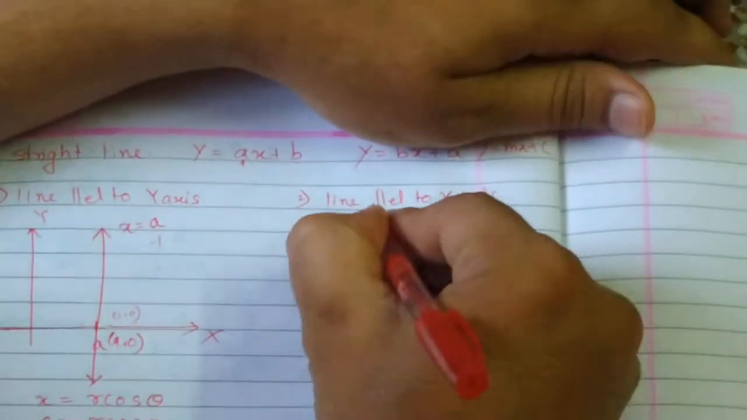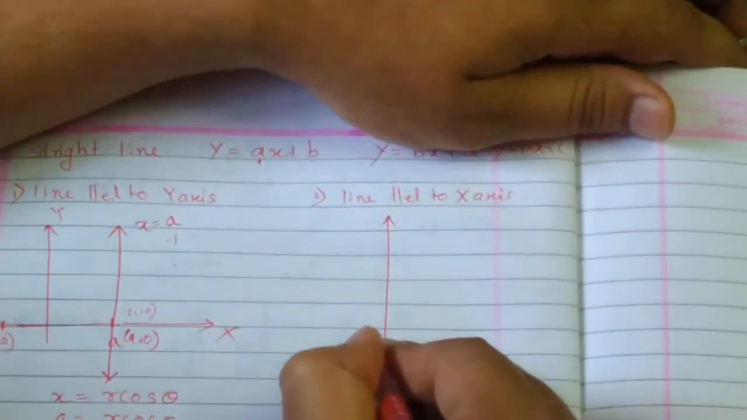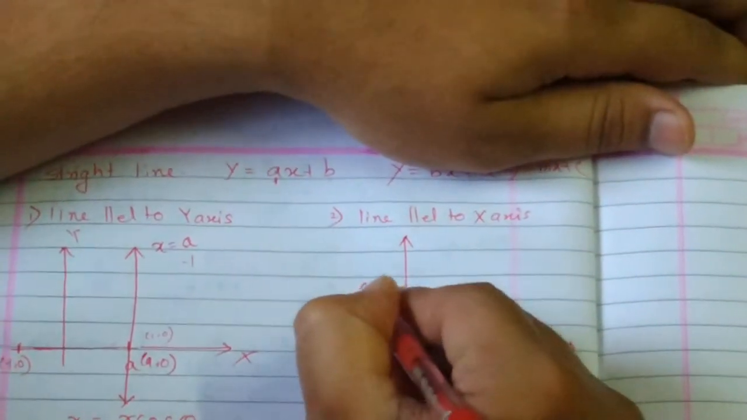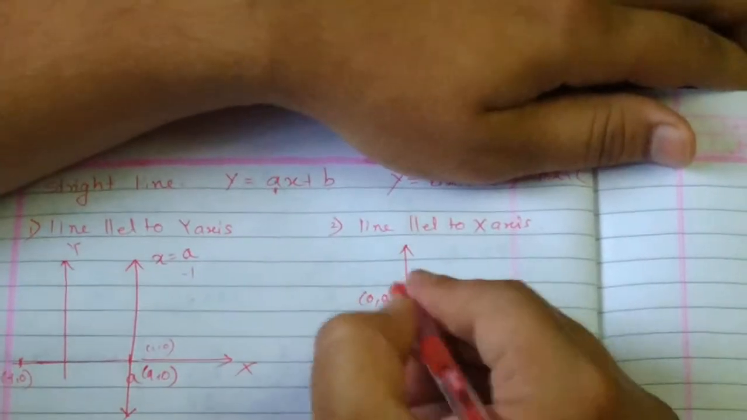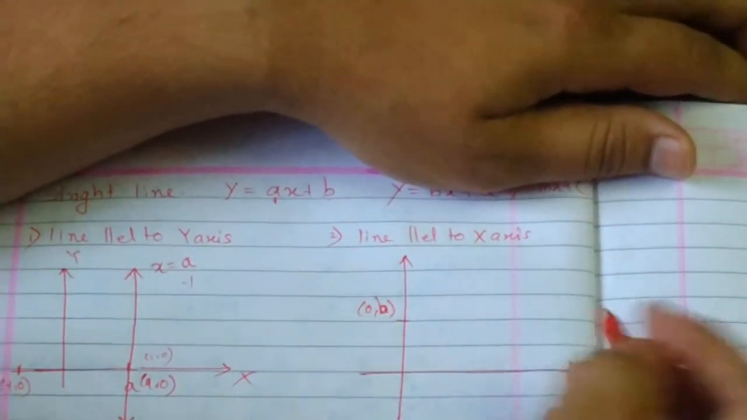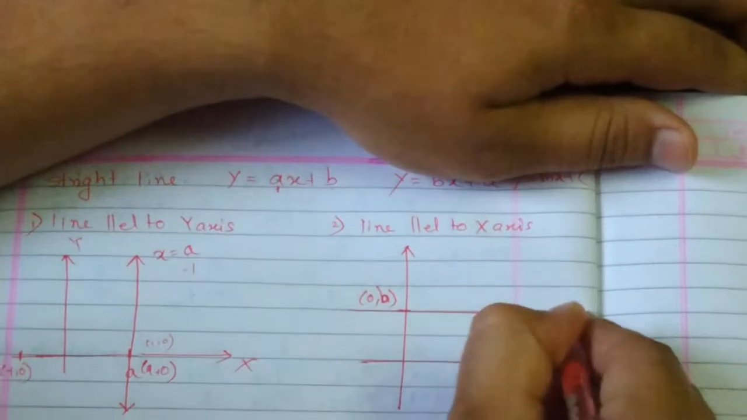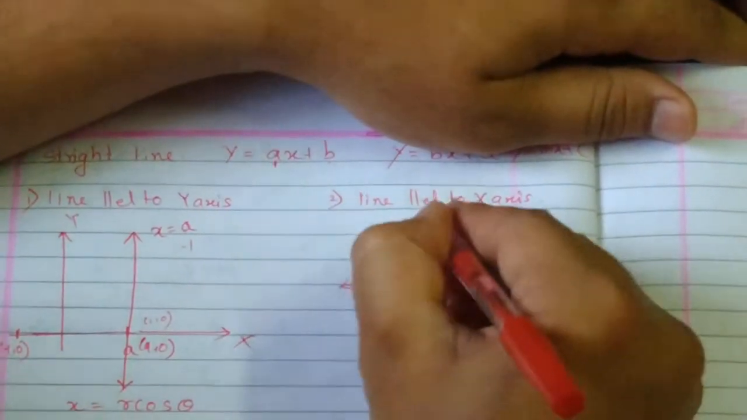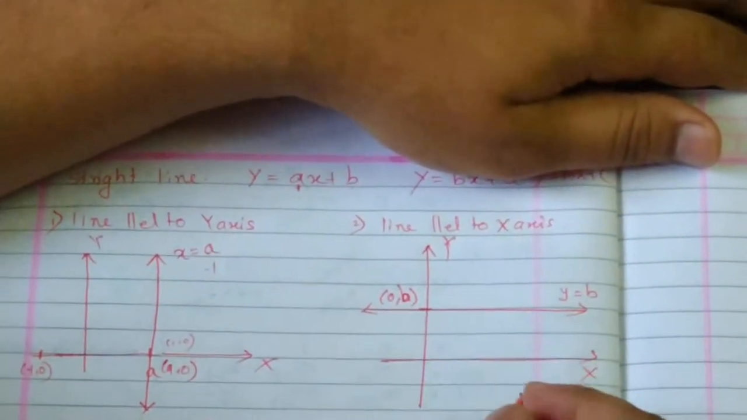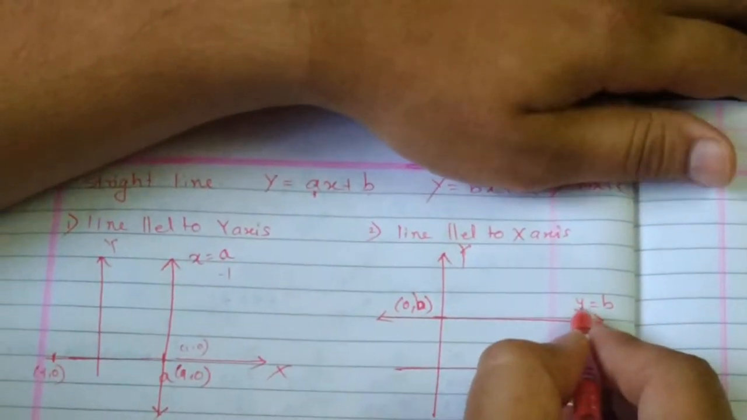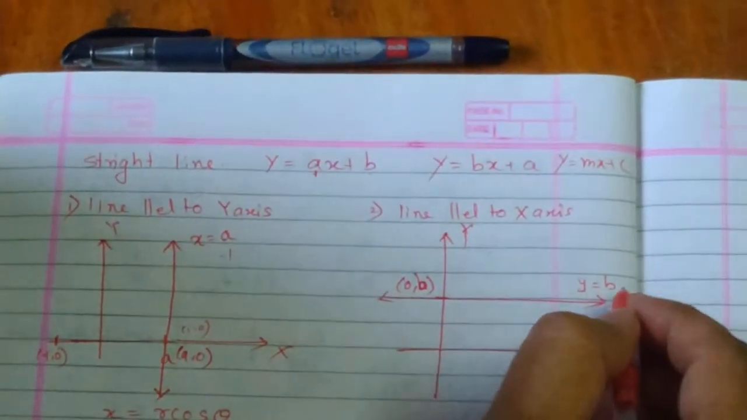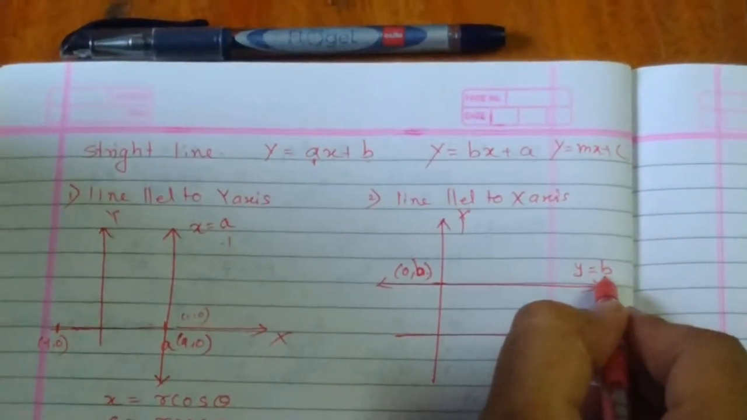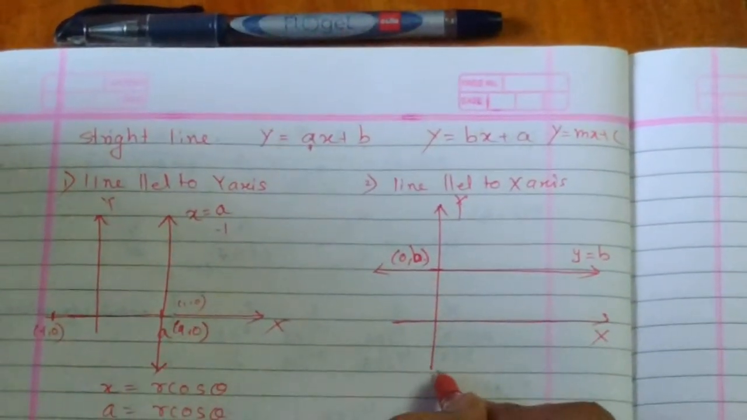Now come to the line parallel to the x-axis. It is a line which is horizontal and which passes through the point 0, b. So this is your line. Its equation is given as y is equal to b. If the equation of the line is y is equal to 2, then it is nothing but a line passing through the point 0, 2. If it is y is equal to -2, then it is 0, -2.